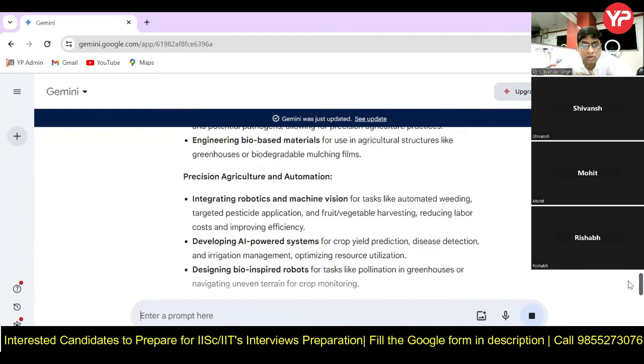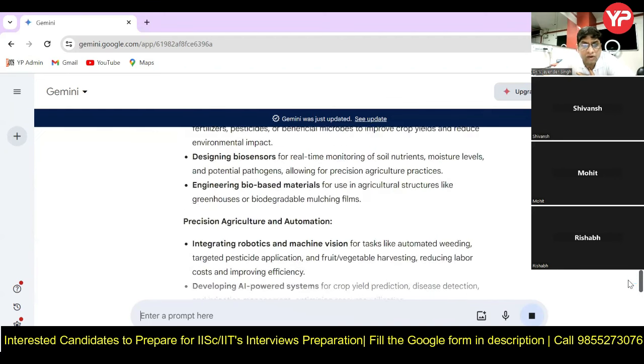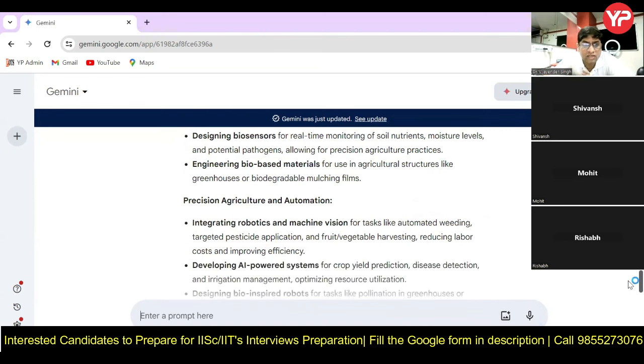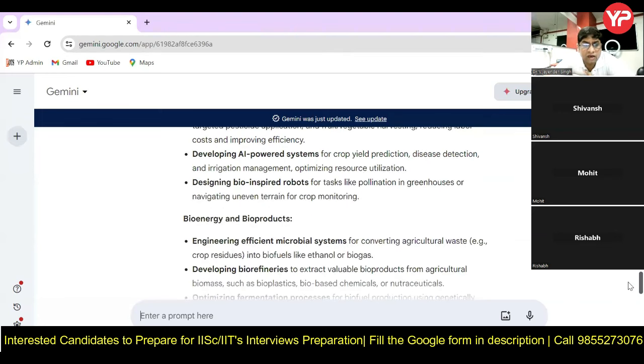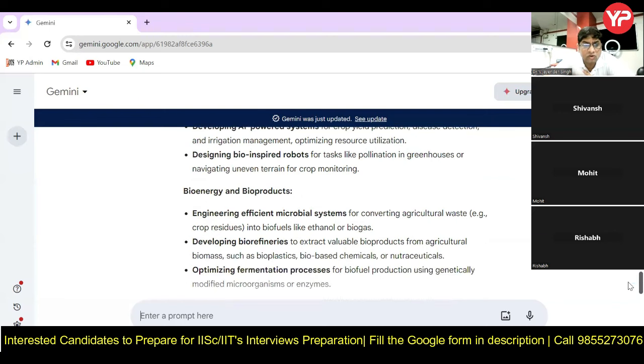This is what is happening. I will be working in particular on bio-based materials, maybe biosensors, robotics in agriculture. I can be working in a particular domain like bioproducts. Okay, I'm understanding here. There is something called bioengineering, bioenergy or bioproducts. Efficient microbial systems do exist for converting agriculture waste, the waste-to-wealth concept, into biofuels. So as an agriculture engineer, I want to join the bioengineering department because I would like to work in the bioenergy domain. What is the meaning of that?